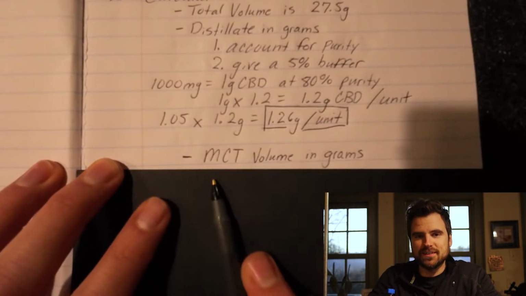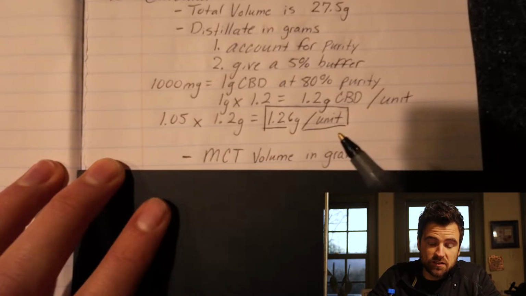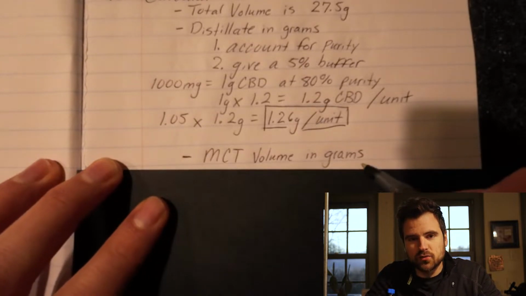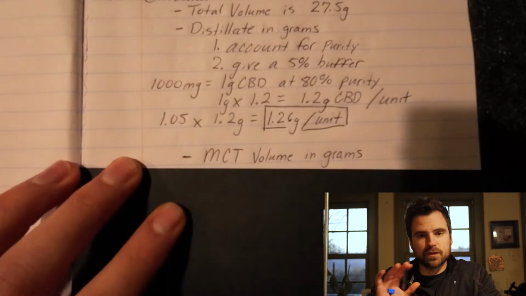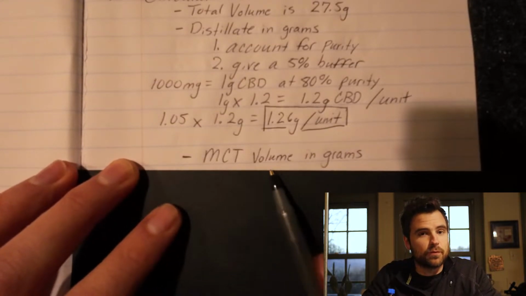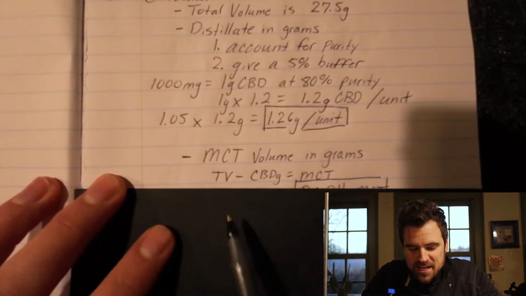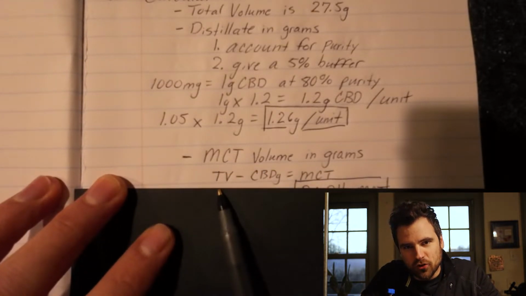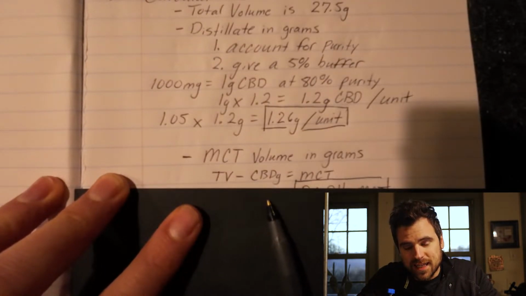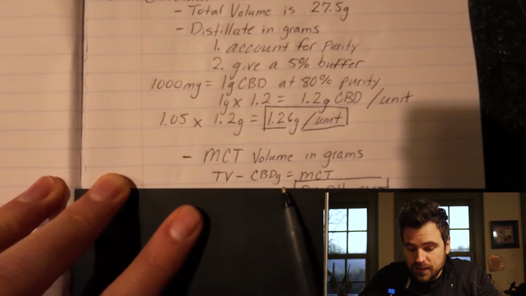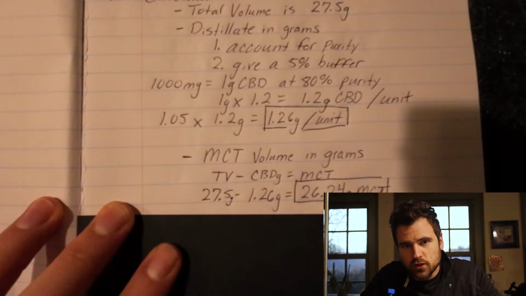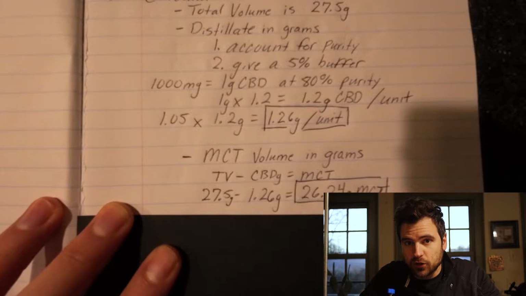I'm going to say MCTs. Technically, it's not wrong. Anyway, MCT volume in grams. I know grams is weight, volume is space, but please bear with me. I'm just going to use them interchangeably, and I'm going to say volume in grams. So to do this, we need to take the total volume, which we calculated up here to be 27.5. We want to subtract that by our CBD in grams, which is 1.26. That's going to give us 26.24 grams of MCT per unit.